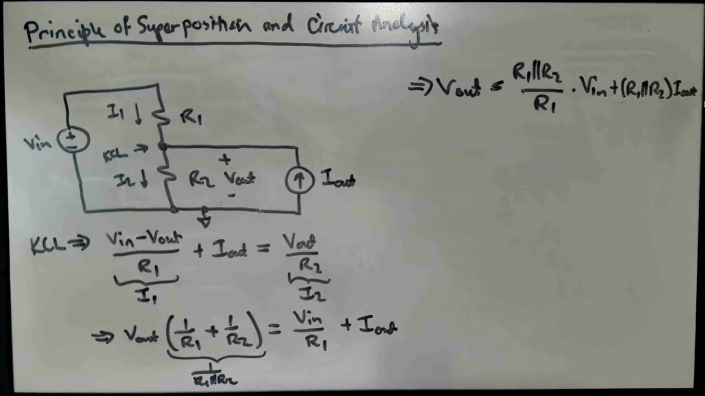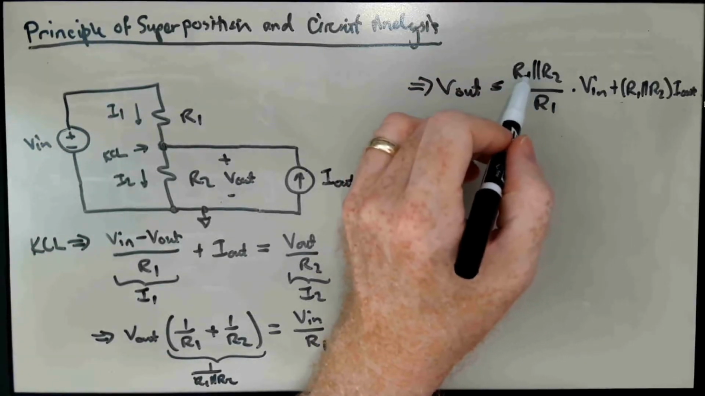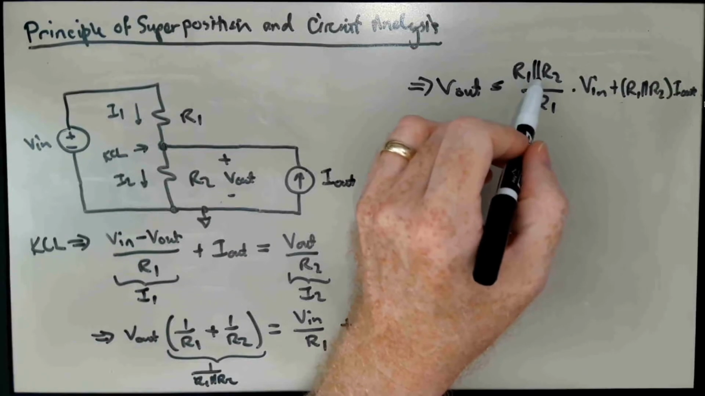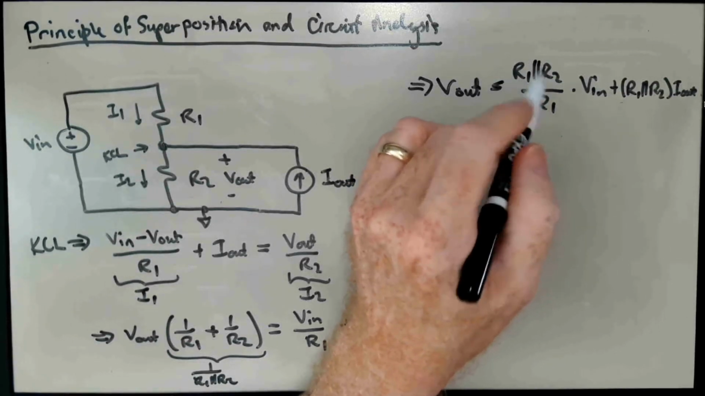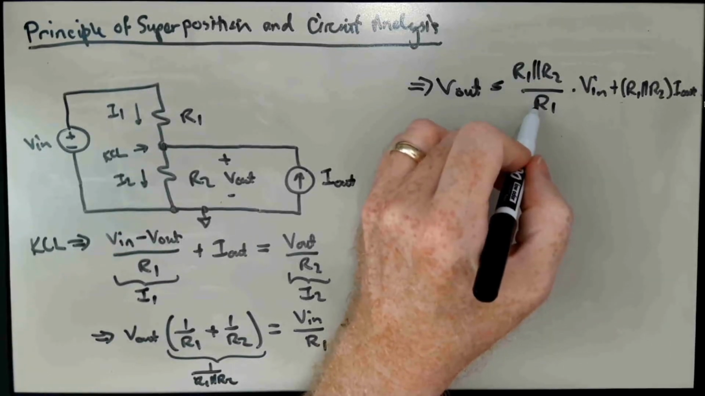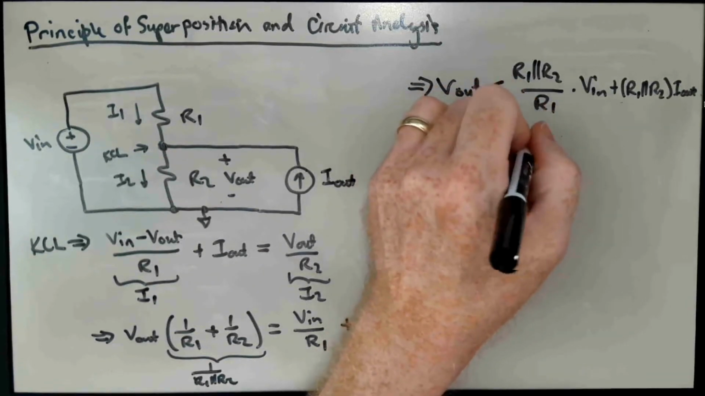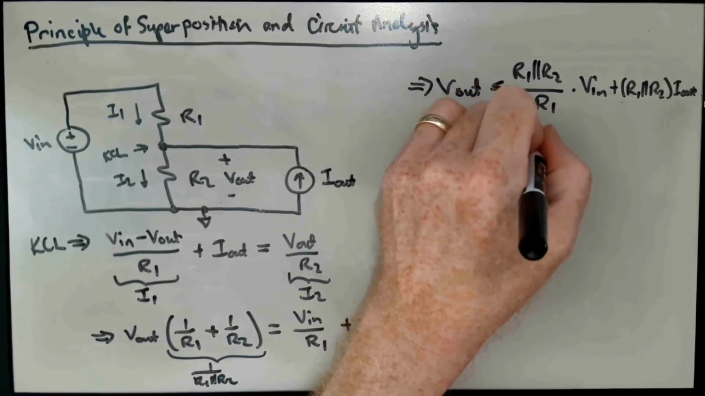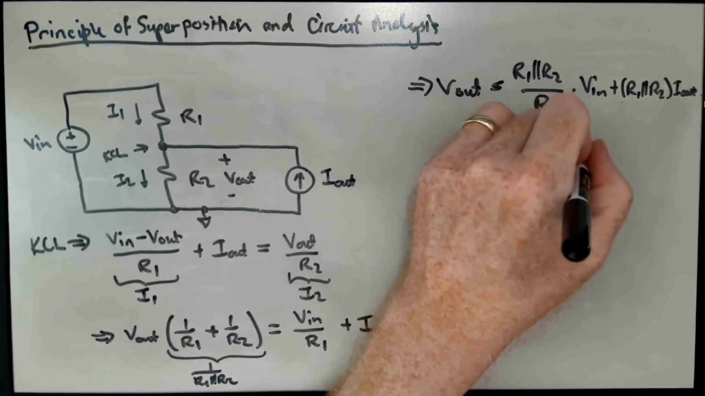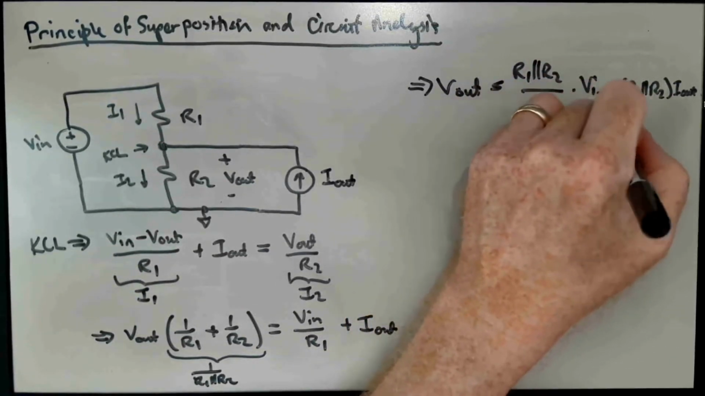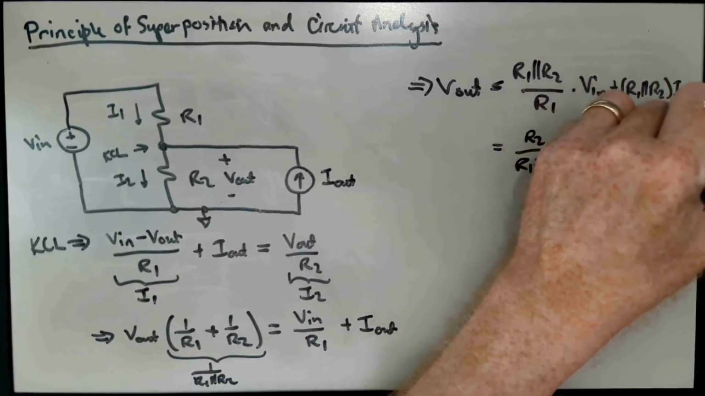Okay, and we could take this a step further if we like. If we take R1 parallel R2 and expand it out as the product over the sum, we'd have an R1 R2 upstairs over R1 plus R2, and that R1 would cancel this R1 down in the denominator. And that leaves us with a slightly more satisfying result, which is R2 over R1 plus R2 times V in plus R1 parallel R2 times I out.